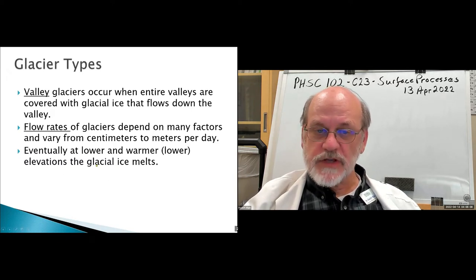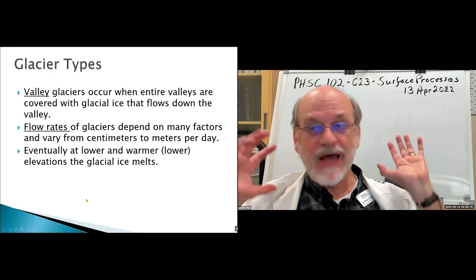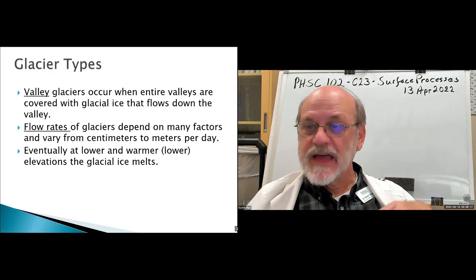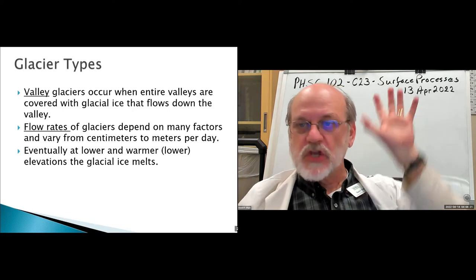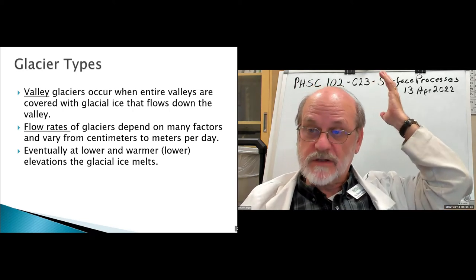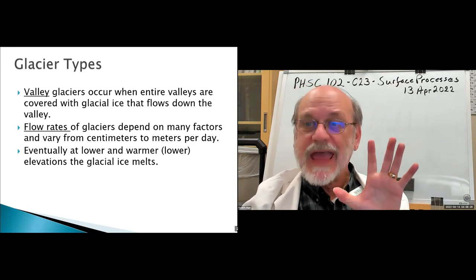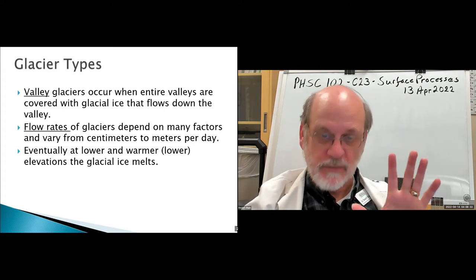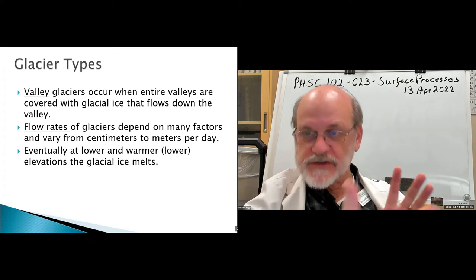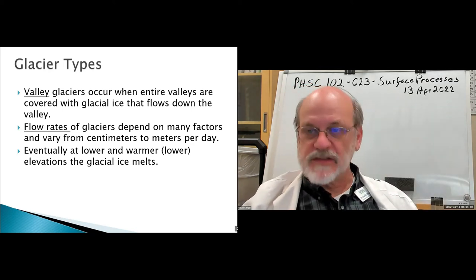And once the glacier reaches lower levels where it's warmer and the sun can reach it, like it comes out from behind the mountain, then it starts to melt. And this balance between accumulation in the upper elevation and melting in the lower elevation can cause the glacier to look like it's static because it's moving but melting, right? So the face tends to stay in the same position. It's a balancing act.